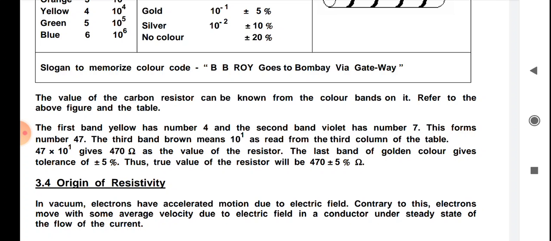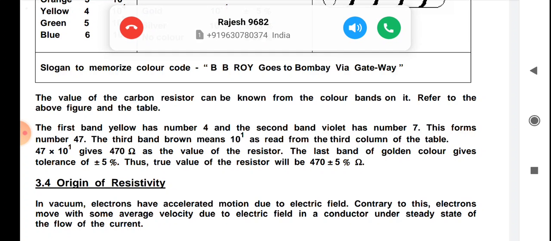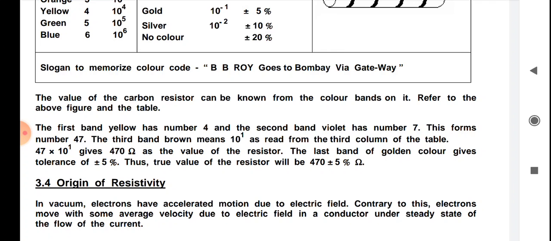Origin of resistivity. In vacuum, electrons have accelerated motion due to the electric field. Contrary to this, electrons move with some average velocity due to the electric field in a conductor under the steady state of the flow of the current.